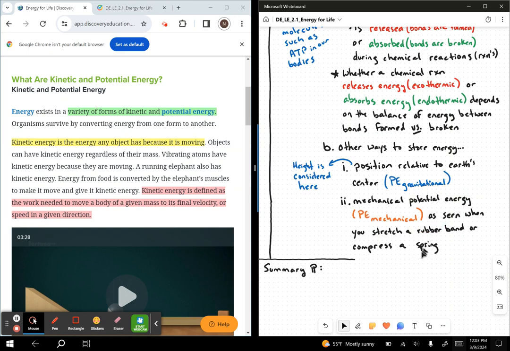Springs are very similar. If you squeeze a spring together, you know it wants to release that energy. That is a form of mechanical potential energy. And lest we forget, go back to this first one here, gravitational potential energy, which we talked about with the diving board example. It is related to how far away you are from the center of Earth. And for our experience on Earth, we usually measure that as height, how high you are off the ground.